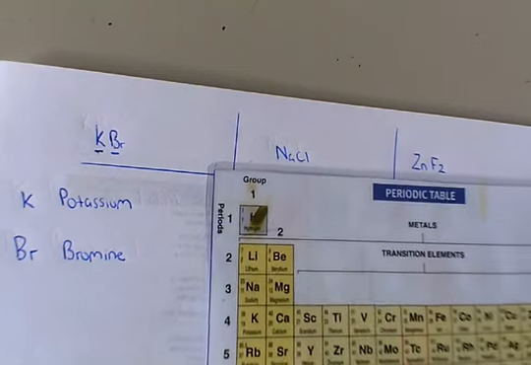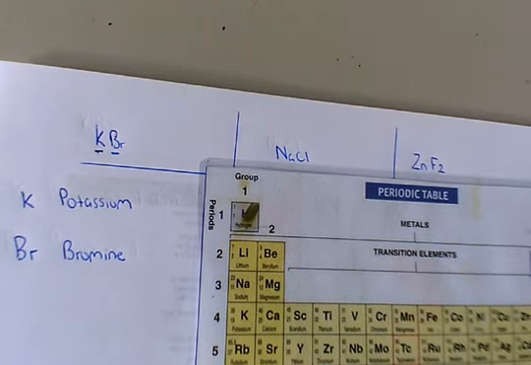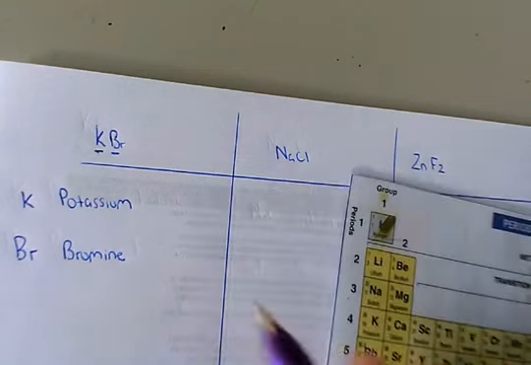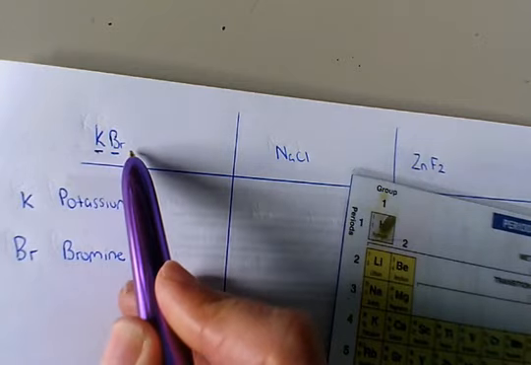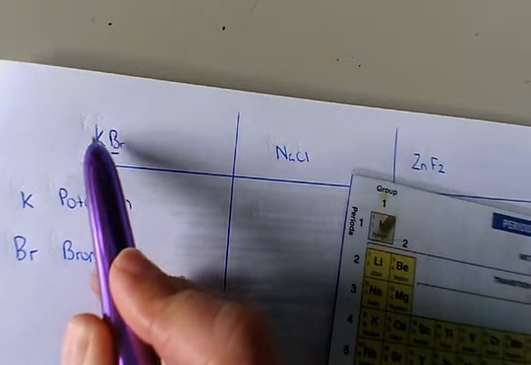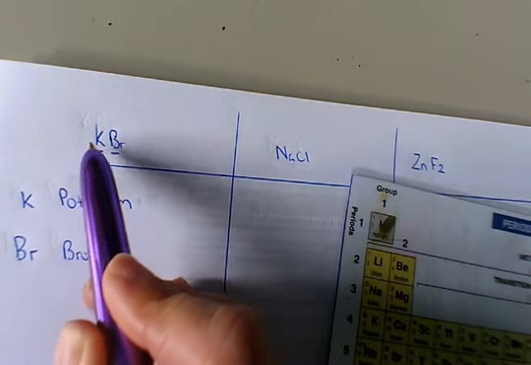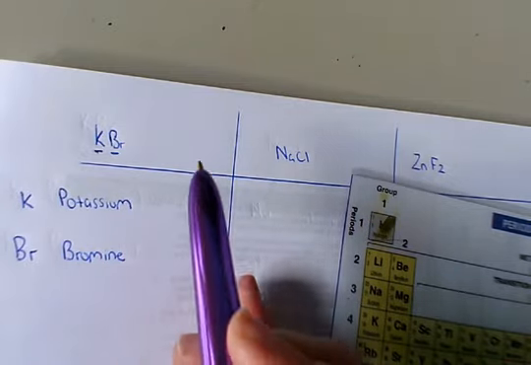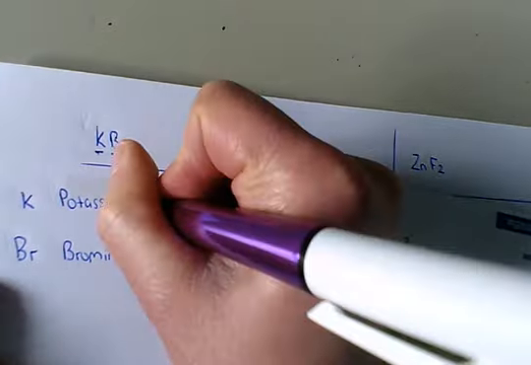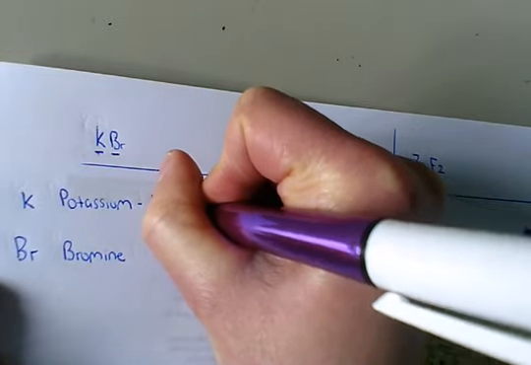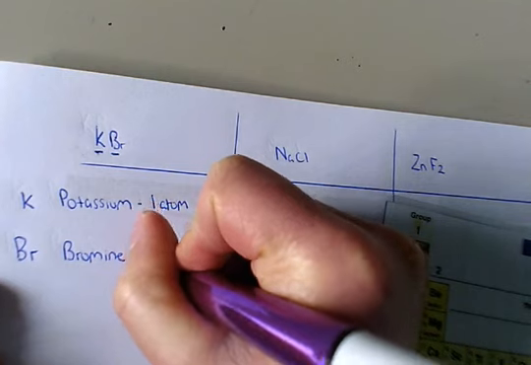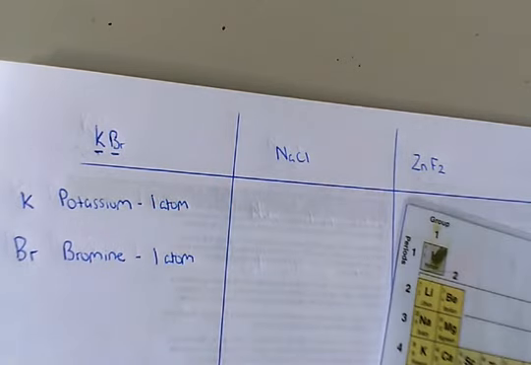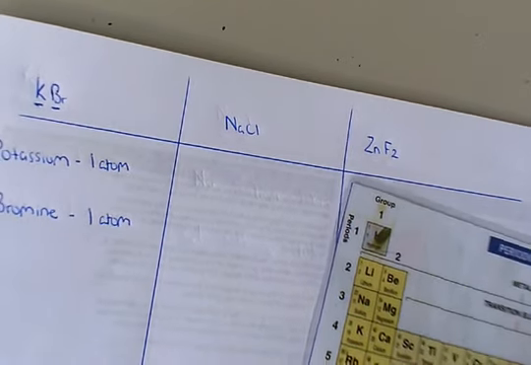So I now know that within this formula of KBr, I have potassium and bromine. Now, if I go back to the formula, I can see really clearly that there are no numbers present within this formula. If there are no small numbers present, it simply means that you have one atom of each of those elements. So I have one atom of potassium and I have one atom of bromine, and that is that one done.